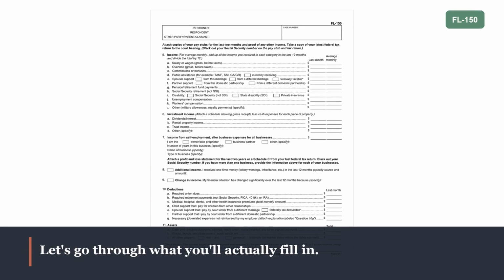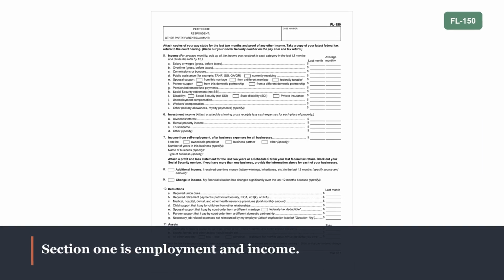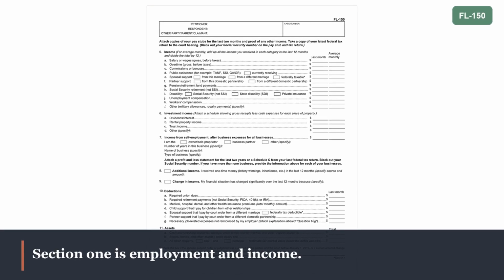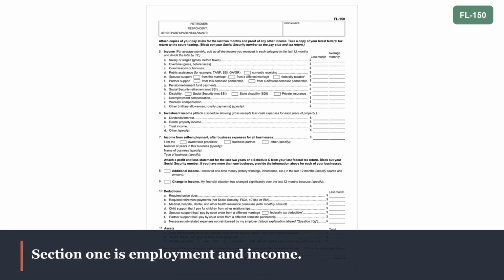Let's go through what you'll actually fill in. Section 1 is employment and income. You'll report your employer, job title, and pay rate, along with your gross income before taxes and deductions from your job. The form asks you to break it down by pay period, weekly, bi-weekly, or monthly, and convert it to a monthly average, since support calculations rely on a monthly figure.